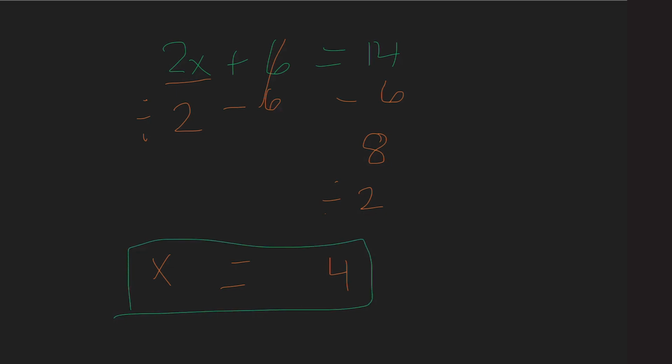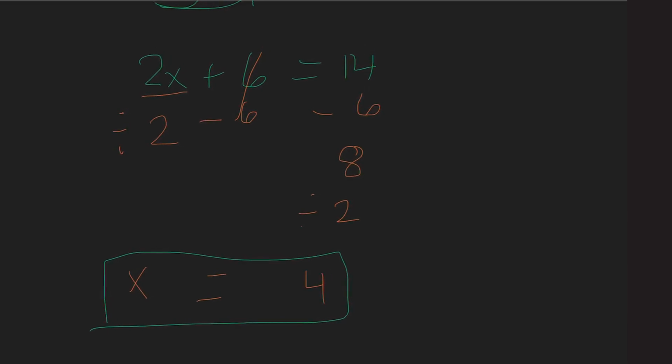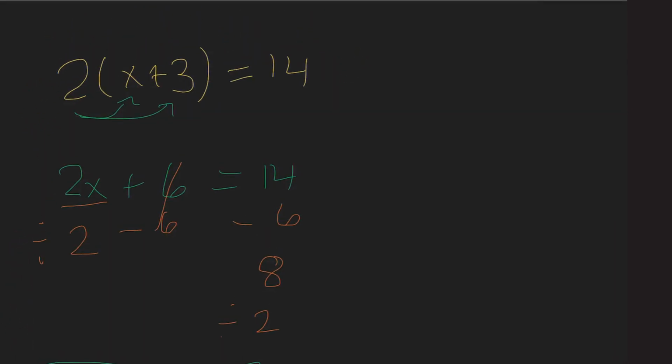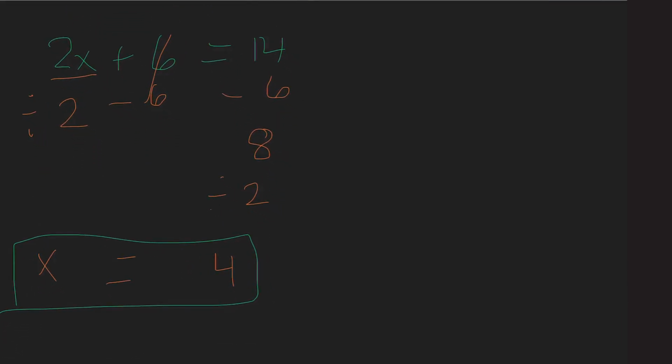And now let's check. We can check using either the original version of our equation or the distributed version. In this case, I'm going to use the distributed version. So we replace x with 4. 2 times 4 plus 6 equals 14. 2 times 4 equals 8, plus 6 equals 14. This is correct.